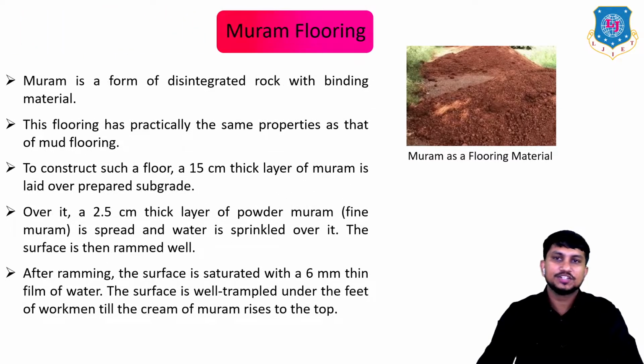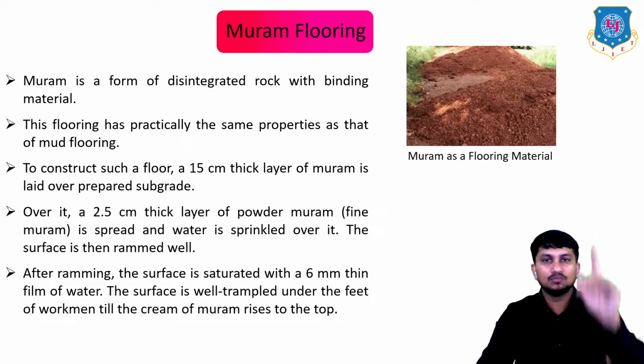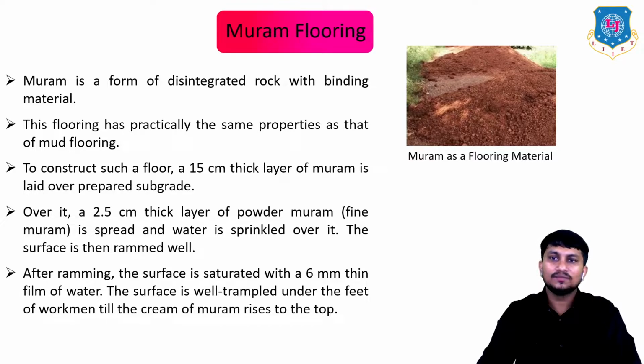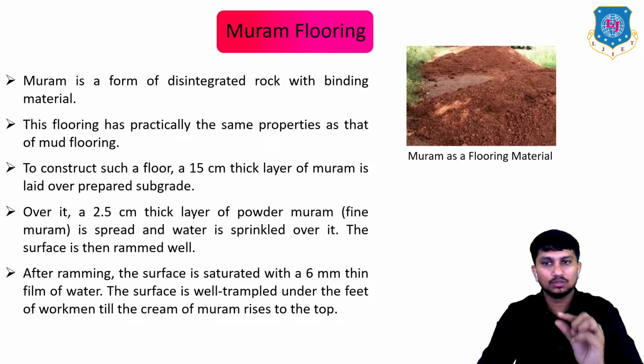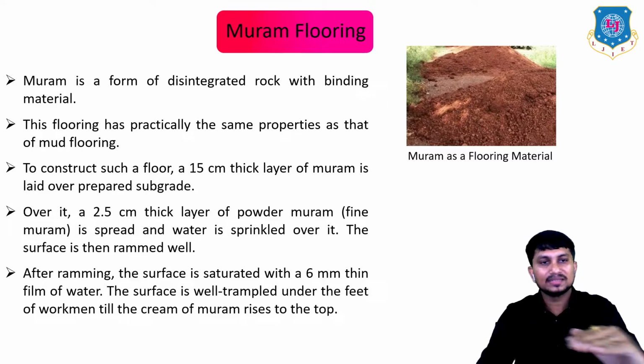Second type of floor finish is Muram flooring. This is how Muram looks like. Muram is a form of disintegrated rock with binding material. This flooring has practically the same properties as that of mud flooring. To construct such floor, a 15 centimeter thick layer of muram is laid over prepared subgrade.